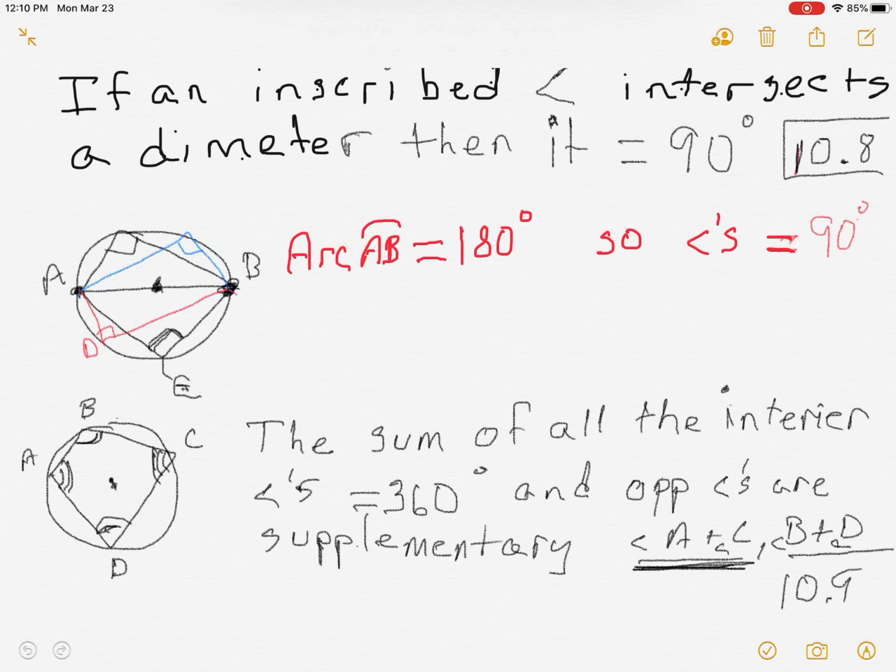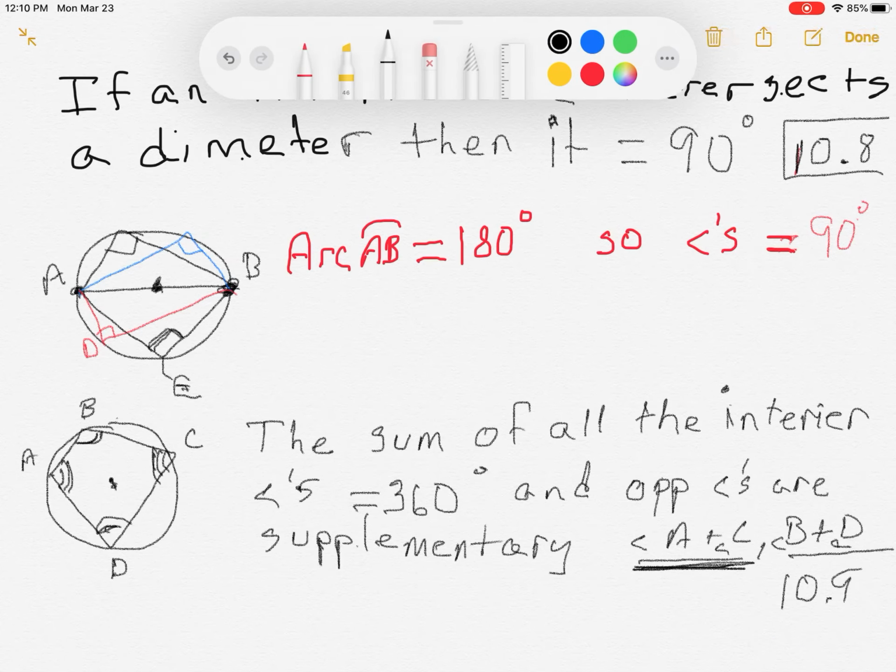I would like to explain the last two theorems in section 10.4. The first theorem I have here is if an inscribed angle intersects a diameter, then its measure is 90 degrees. This is theorem 10.8. What I did is I drew a circle and I drew the diameter AB.